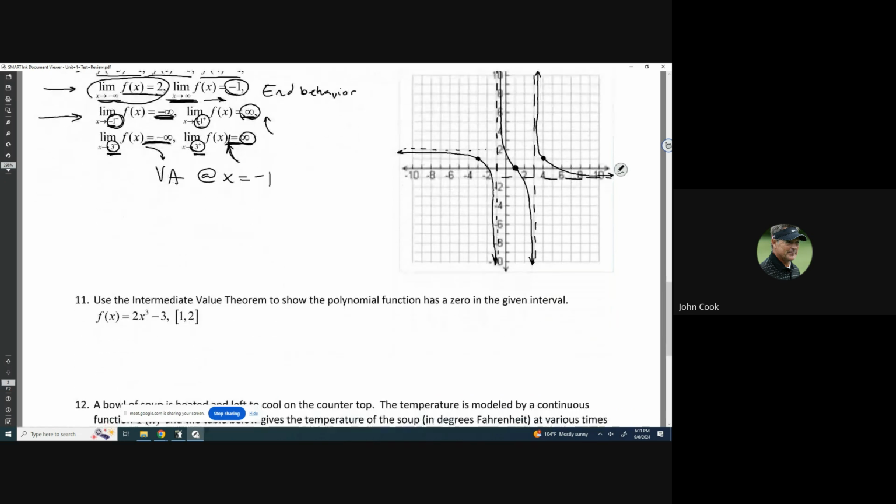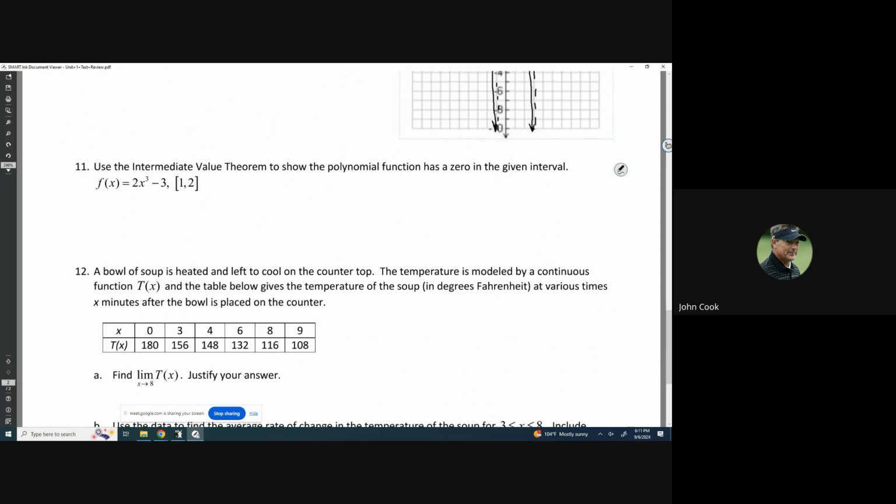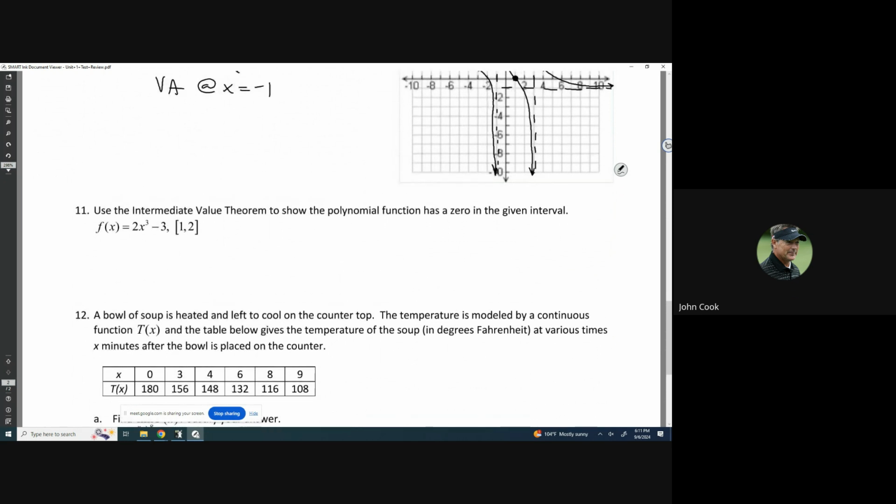Okay, yeah, maybe I'll do this one, number 11 as well. So it says to use the intermediate value theorem to show that the polynomial function has a 0 in the given interval. Okay, so I'm going to use the intermediate value theorem. And what that means, to use the intermediate value theorem, I need to show that a few things are true. Okay, so 2 conditions. One condition is that the graph needs to be continuous over the interval. I need to show that. And it needs to be continuous over the closed interval of the x values, okay?